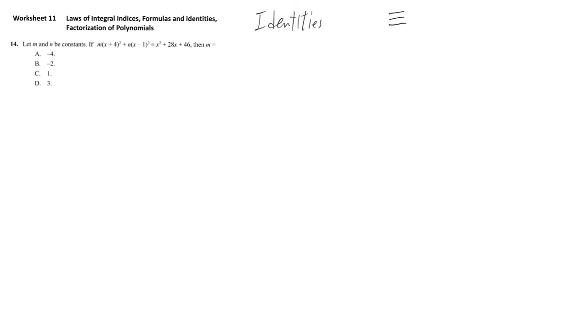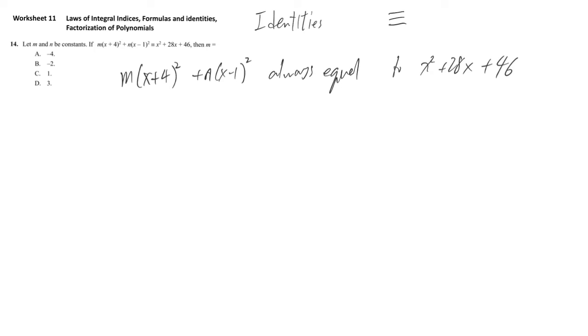The shortcut is this: it is always correct. That's the meaning of identity. Always correct means no matter what x is. So you can simply use different values of x to see which one will make your calculation much easier. I want m, I don't want n. So our mission is to find out whether there is any suitable x that will make this disappear, become 0.